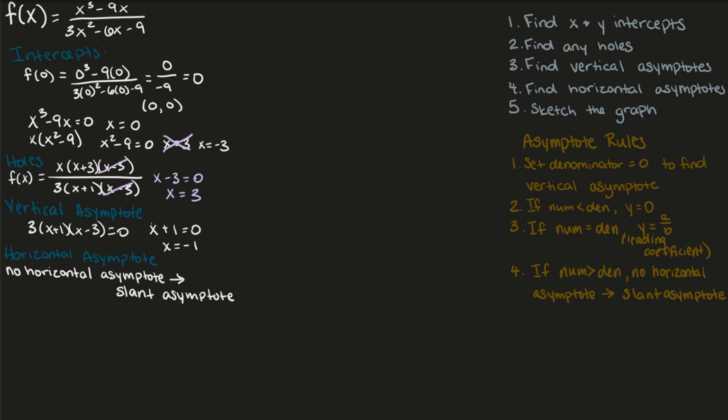So this means we want to divide our numerator and our denominator in order to find our slant asymptote. So I'm just going to work this out quickly. If you don't know how to divide polynomials, you can check out the video that I have on dividing polynomials linked here and also in the description below.